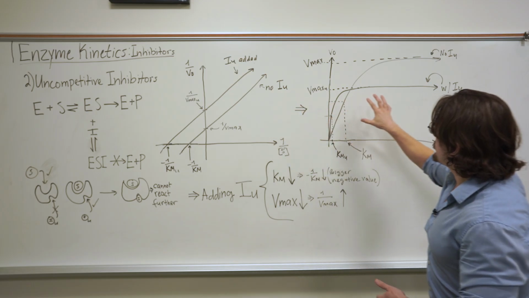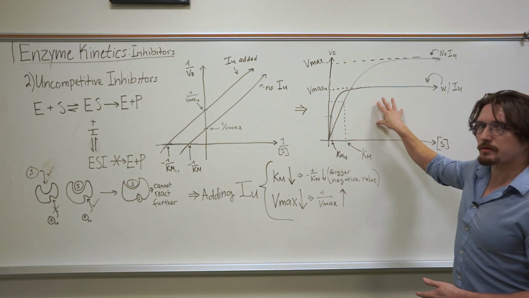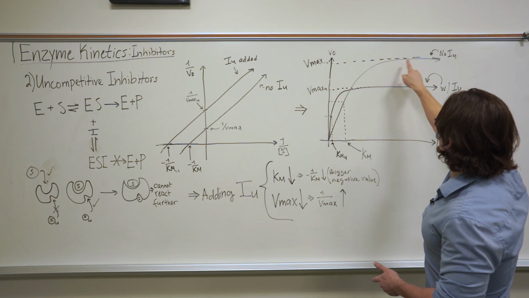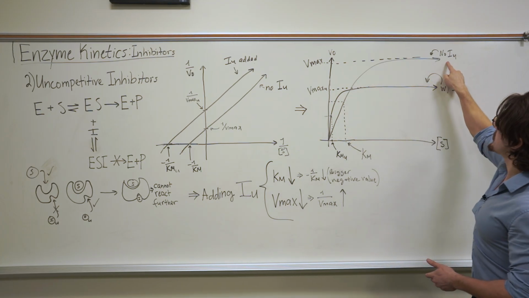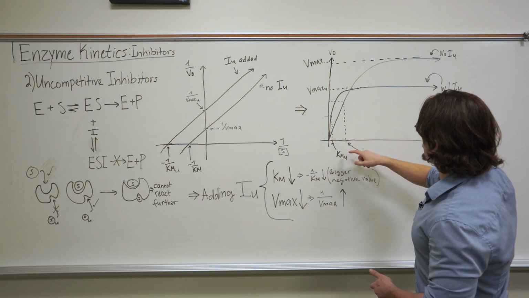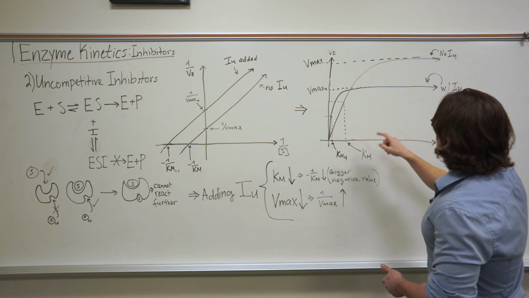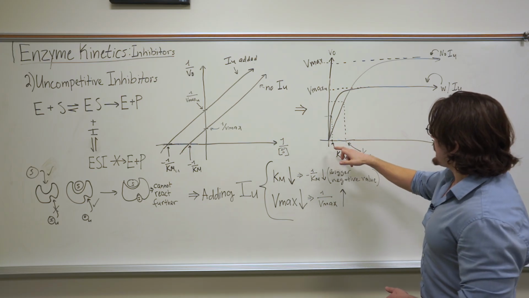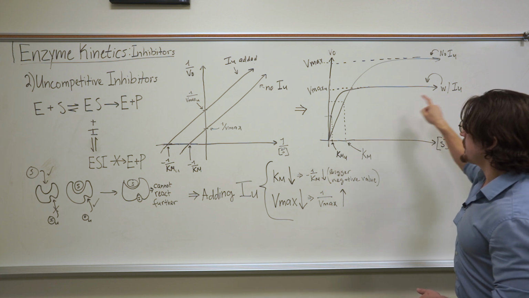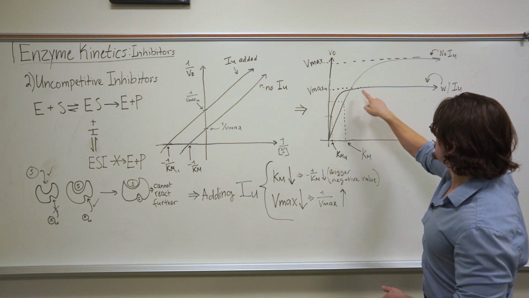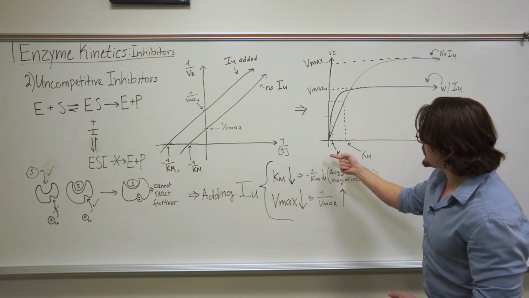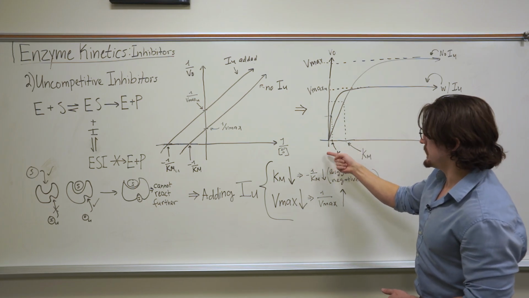So then, if we look at how the Michaelis-Menten plot looks, we see we have the normal hyperbolic curve here when there's no uncompetitive inhibitor, okay? We have the Vmax, and then we have its Km, okay? And then we have the situation when we have an uncompetitive inhibitor present, okay? And we notice that the Vmax has decreased, okay? The Vmax has decreased, but then the Km has actually decreased as well.